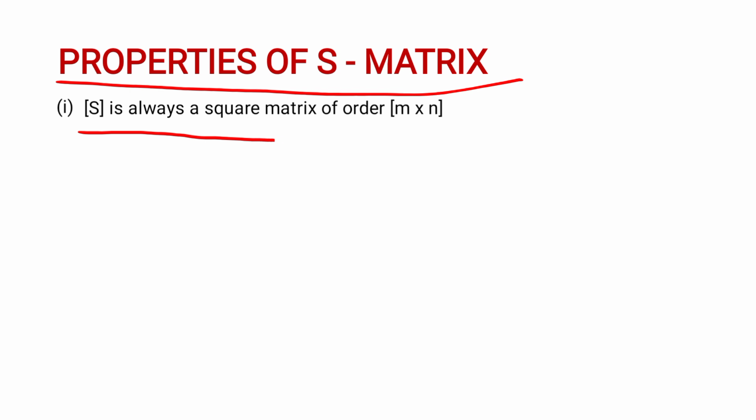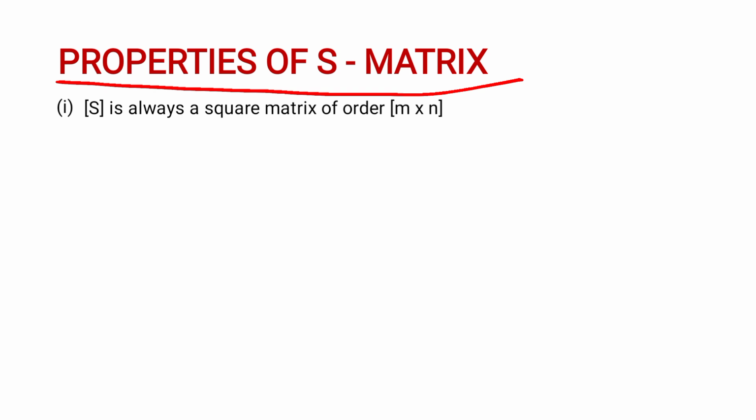The S matrix is always a square matrix of order m by n. I already told you the scattering matrix is always a square matrix. If it is a 2 by 2 matrix, it has 2 rows and 2 columns; a 3 by 3 matrix has 3 rows and 3 columns, like that.